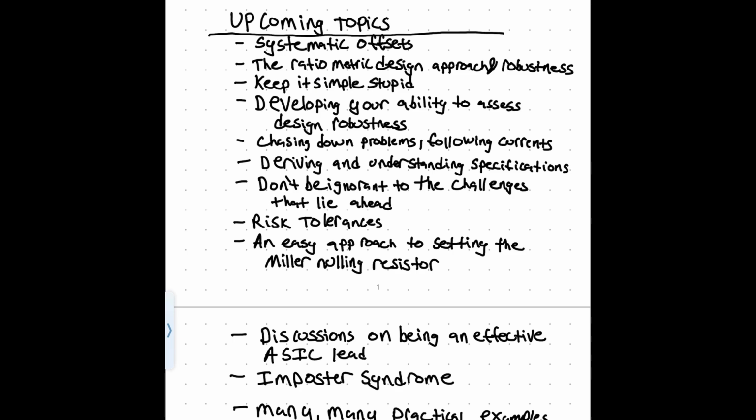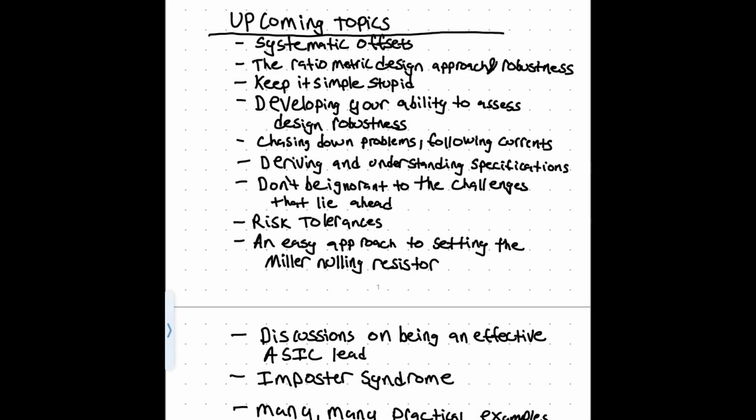I'd also like to talk about chasing down problems, right? Oftentimes you may have a problem in a large system, and you have to figure out exactly where that problem is, because it may be cyclical. You might have an issue in one area, but the problem actually is in a different area. So you need to be able to follow currents, essentially, to figure out where those problems truly began.